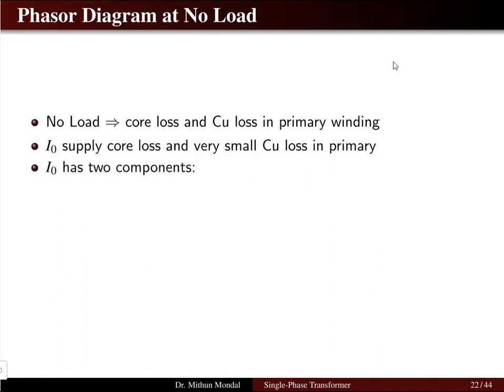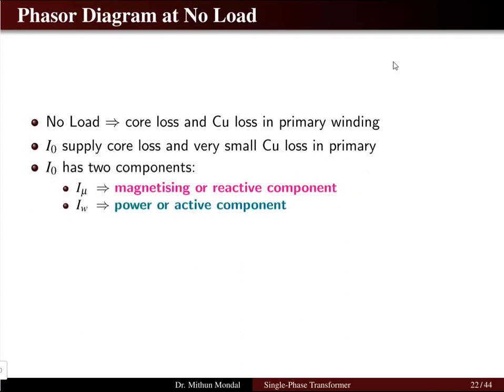Now I0 will have two different components. It means the purpose of the primary no load current is twofold. The first component of I0 is I mu, which is the magnetizing or the reactive component responsible for the production of the flux in the core. The second one is IW, which is the power or the active component. This is because of the core loss representation. So I can say that the I0 vector, because it will be a vector quantity, is equal to the summation of I mu plus IW. Both are vectors.